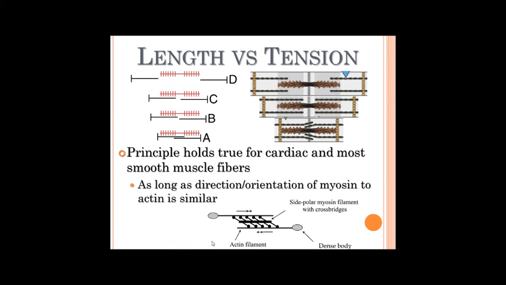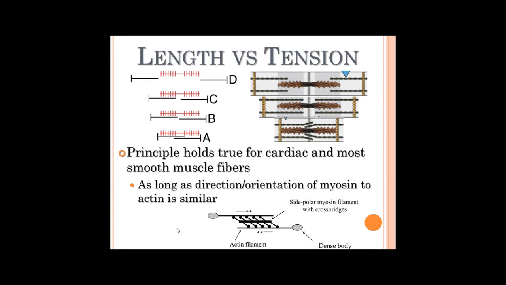Now, this principle, even though it is viewed in the model of the skeletal muscle sarcomere, it also holds true for both cardiac and most smooth muscle fibers. Now, this is true as long as the direction of the actin-myosin heads is similar to what's shown here. Now, some of the exceptions are in certain smooth muscles where the direction of the myosin head in one direction is going in the opposite direction on the other side of the thick filament.